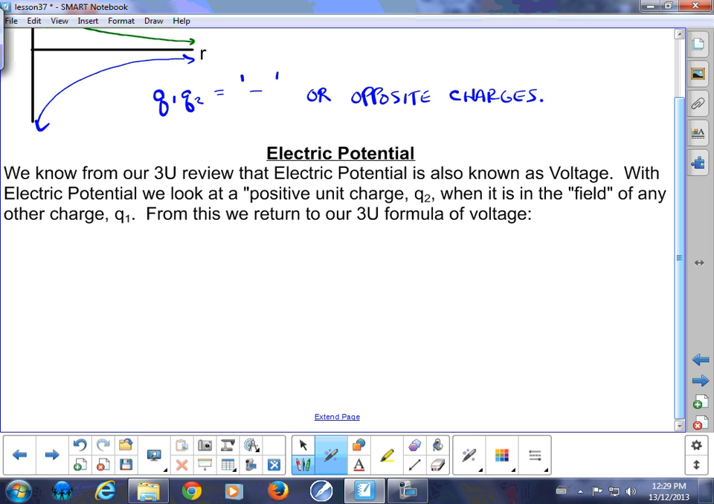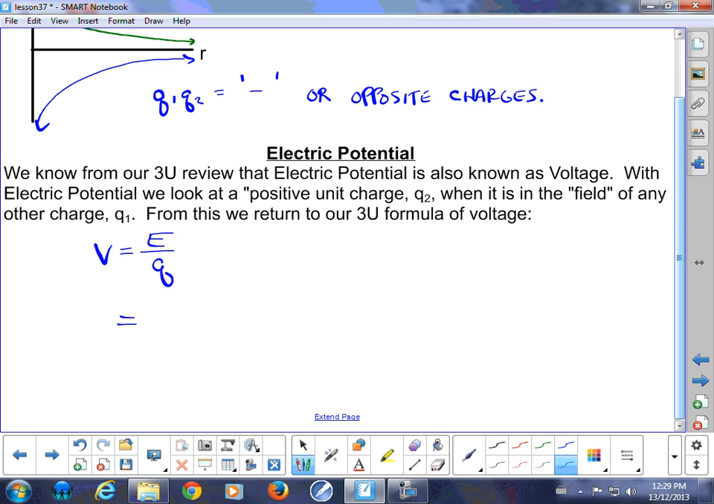Back to electric potential. We know from our 3U review that electric potential is also known as voltage. So now I've dropped the energy, you'll notice it's just electric potential, and that is what we associated with voltage all the time. Electric potential looks at the positive unit charge, Q2, when it is in the field of another charge, which we'll call Q1. If you remember from our review, voltage is the energy divided by our charge, Q. So V equals E divided by Q.